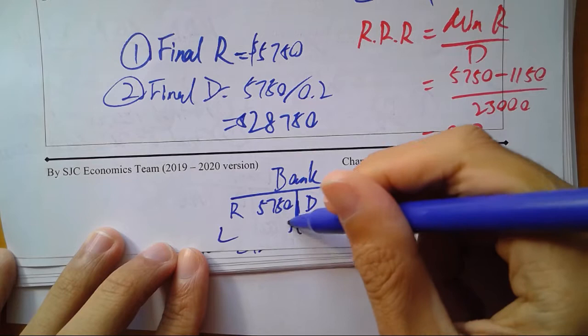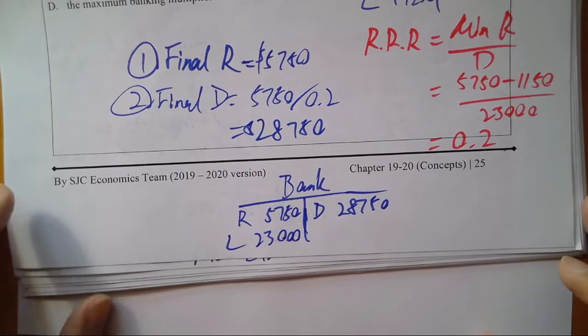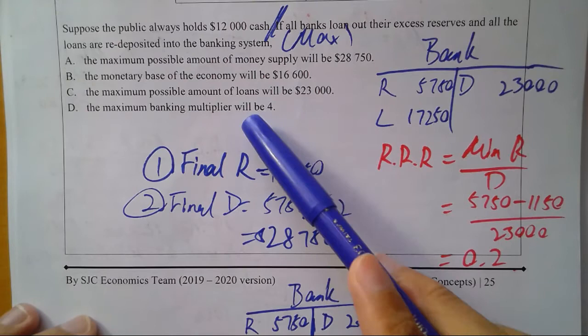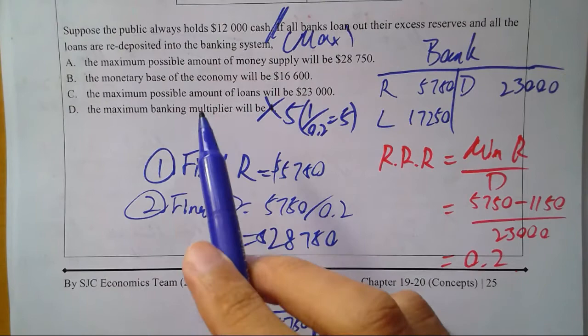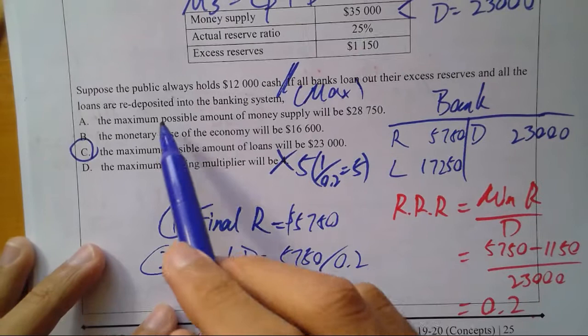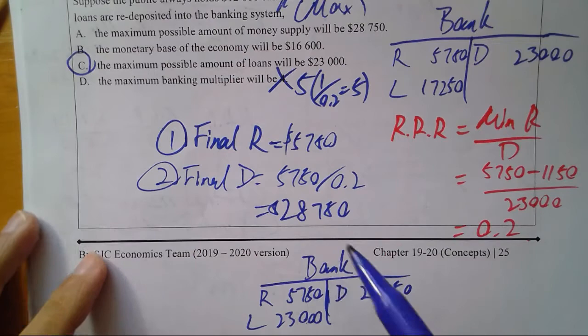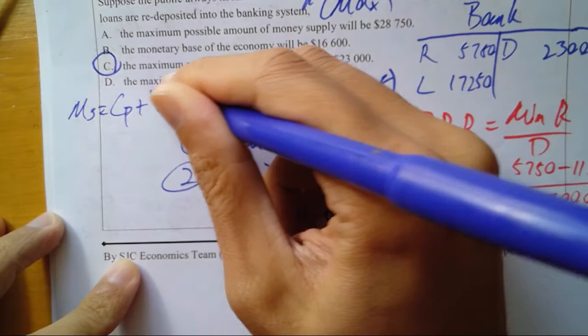Okay? It should be like this. Okay, so let's see which one is correct. Maximum banking multiplier will be 4. No, it's 5. 1 divided by 0.2 equals 5. Okay, is it right? No. Now, maximum possible amount of loan will be 23000. Yes, this is the answer. Now, maximum possible amount of money supply will be this amount. Remember, money supply equals CP plus deposit.